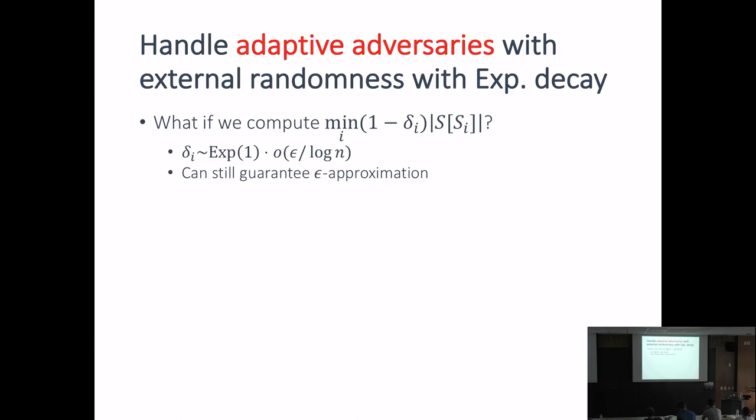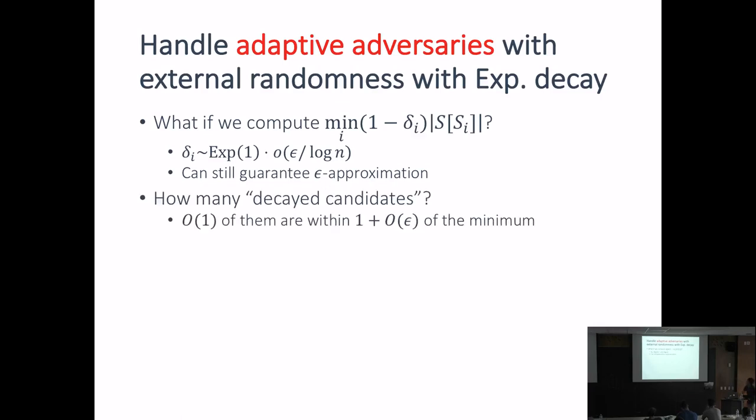to evaluate its size. So instead of using its own reachable set size, we want to add a tiny noise to this number. And then we can guarantee that this error is not going to be too big, we can still guarantee epsilon approximation. So now the question is, how many decayed candidates do we need to find such a real minimum reachable set?